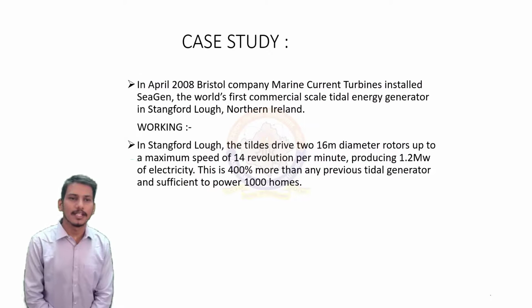Let us see a case study. In April 2008, the Bristol company Marine Current Turbine installed SeaGen, the world's first commercial scale tidal energy generator, in Strangford Lough, Northern Ireland. Here is how it works at Strangford Lough. The tides drive the 16-meter diameter rotors up to a maximum speed of 14 revolutions per minute, producing 1.2 megawatts of electricity. This is 400% more than any previous tidal generator and sufficient to power 1,000 homes.